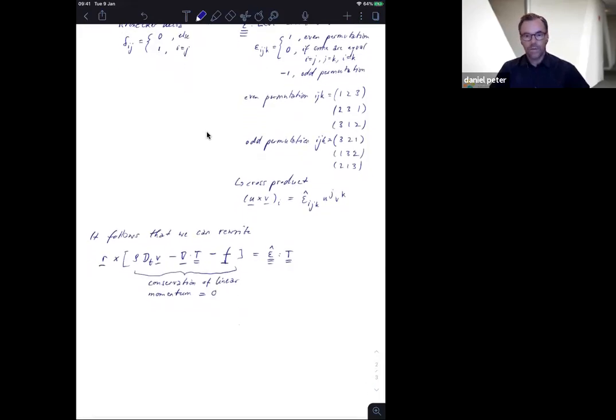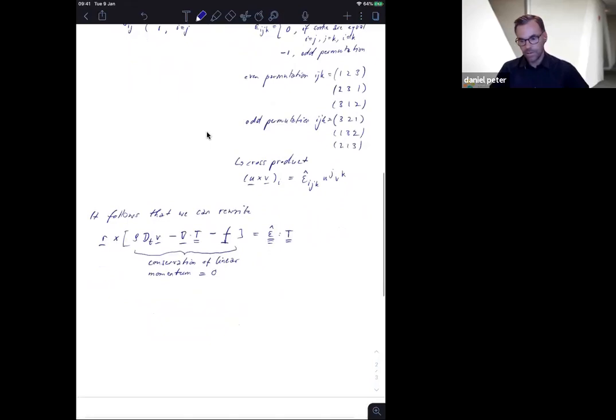So what are we left with? The only non-zero term is on the right-hand side of the equation. So that has to vanish now. What does that mean? Let me rewrite this a bit nicer. Our alternating tensor double dotted with the stress tensor has to be zero. That's conservation of angular momentum.